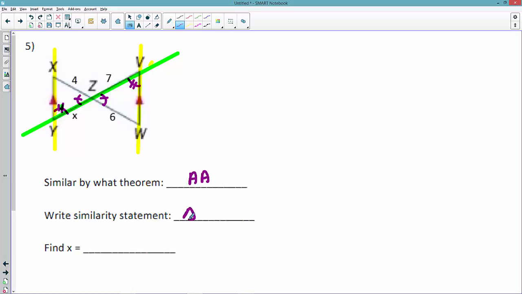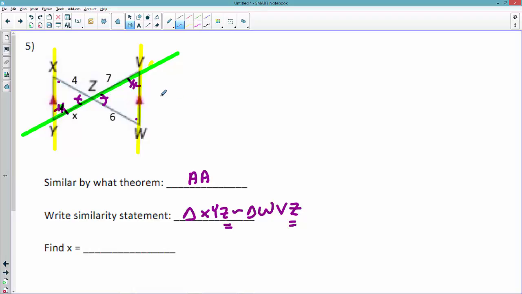Okay, and the triangle on the left is triangle XYZ, that's alphabetical, is similar to triangle. Now X is up here, that matches with W, alternate interior angles. Y is this angle, that matches with V. And of course Z is the last one. When you have vertical angles like that, you're expecting these letters to be the same, which they are. Then it says find X.